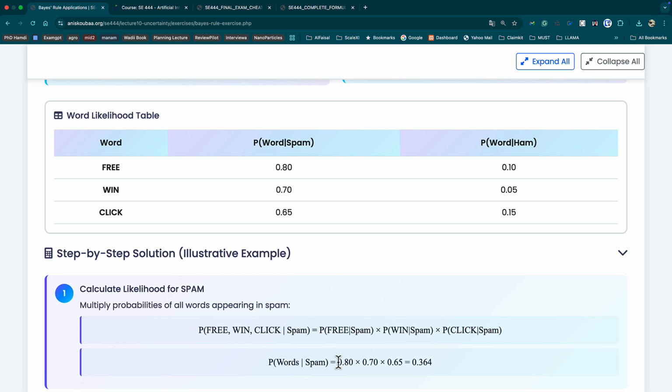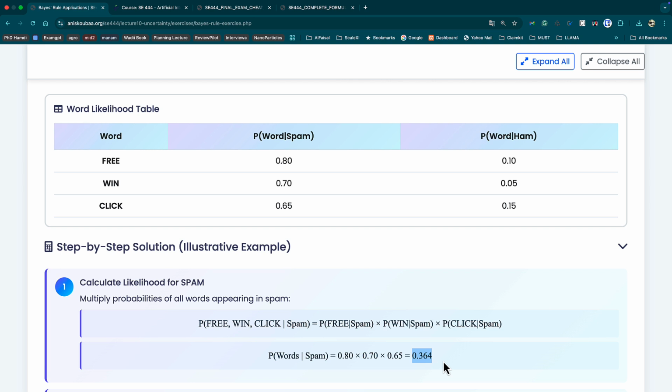And now, what is the probability of free given spam? We're going to go to our CPT, conditional probability table. We have the probability of free given spam is 80%. So I'm going to put 80% here. The probability of win given spam is 70%. And since it is a joint probability, we're going to take the product, and this will give us this number. Does it make sense?